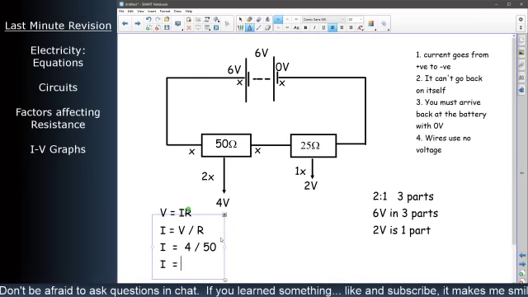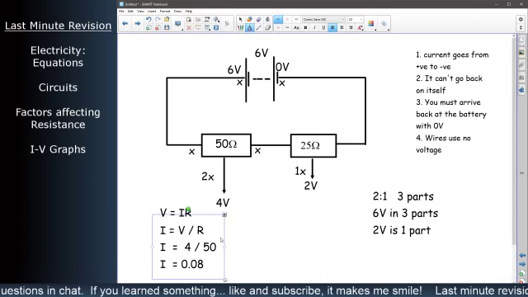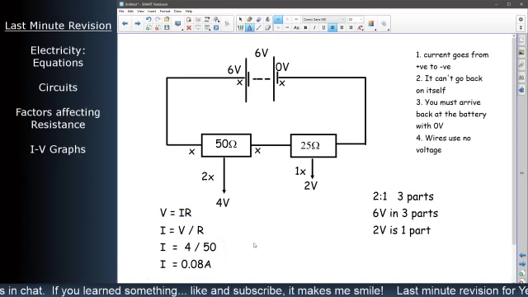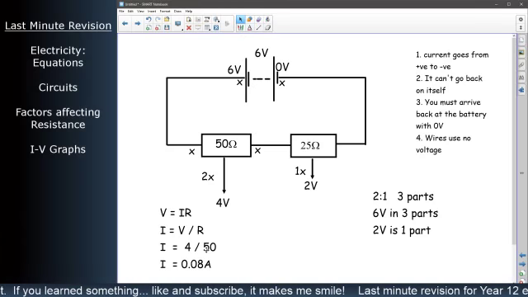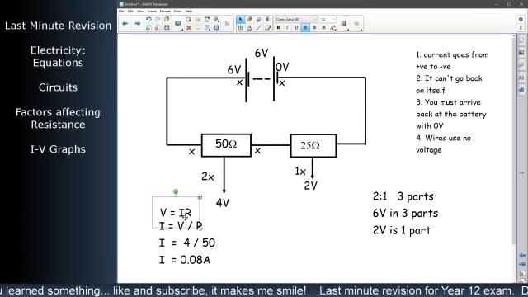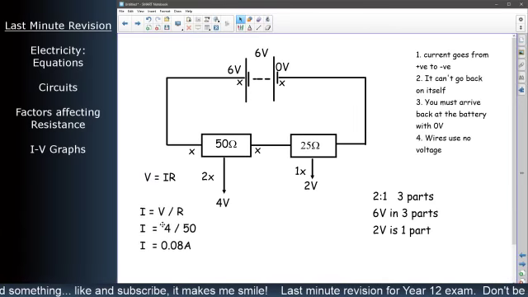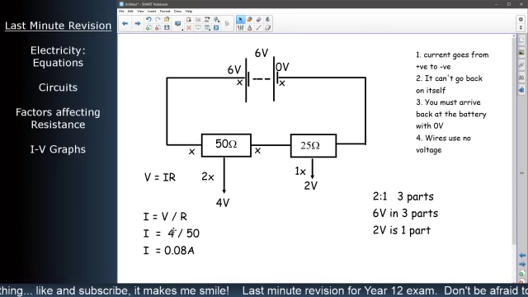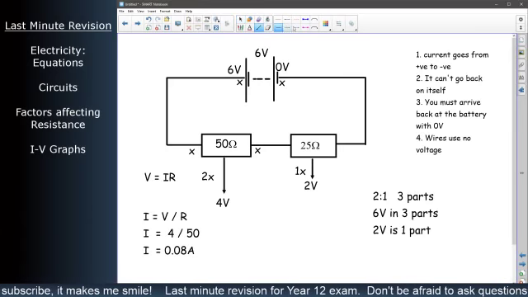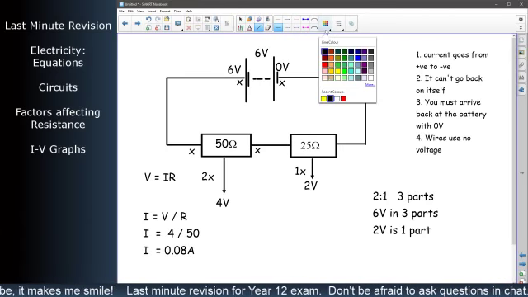So I is equal to 4 over 50. Pop that into our calculator and we get 0.08 amps. And that's the current. Now this is a series circuit, so we would expect 0.08 amps to be the same everywhere, and we need to be clear on that. This is a series circuit, so as soon as I get a current here, it's the same everywhere. So the current is 0.08 amps anywhere I choose to go.